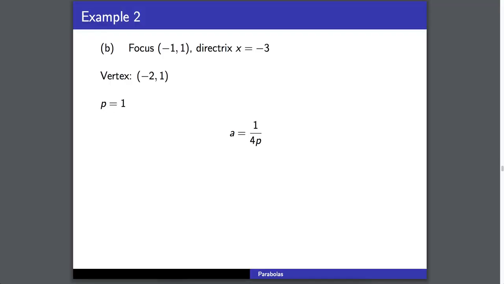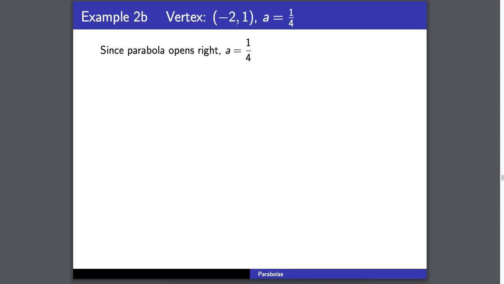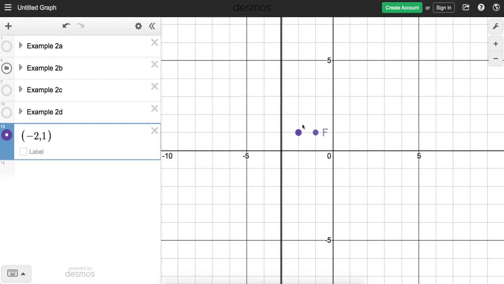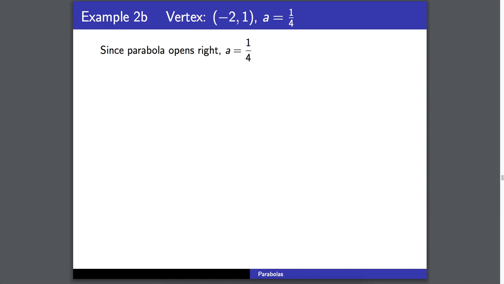So if p is 1, to get our value of a it's 1 over 4 times p. Plugging in p as 1, we get a is 1/4. And since our parabola is opening to the right, a is positive 1/4. Now, if we goofed up and made it negative, what we would notice is that our parabola opens this way, which can't be right. So we try it with the positive 1/4 and have the right answer. So in this case, we have x equals 1/4 times (y minus 1) squared minus 2. And we can check that by graphing it, but I'm going to skip over that in the interest of time.